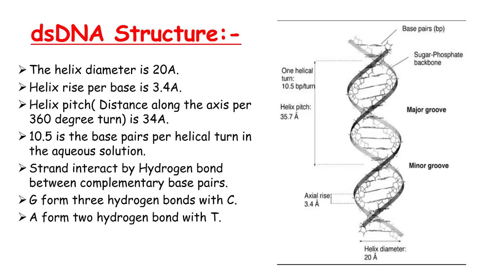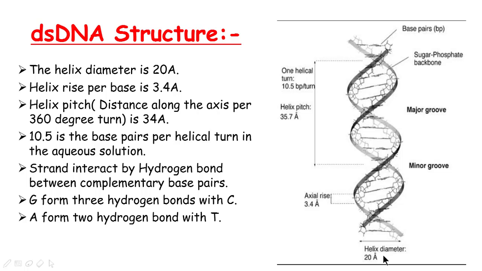Why? Because when we study the two strands of the DNA, we find that one strand has a polarity of 3' to 5' direction and the other has a polarity of 5' to 3' direction. Okay, let's see the double stranded. What is the DS? It is the double stranded DNA structure.